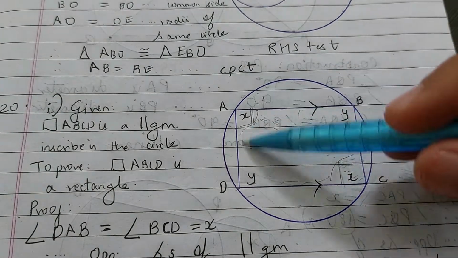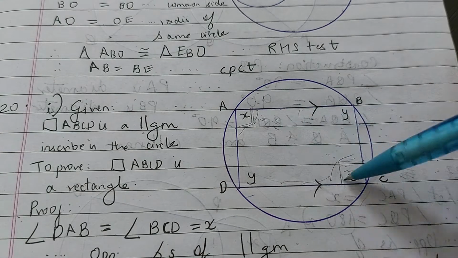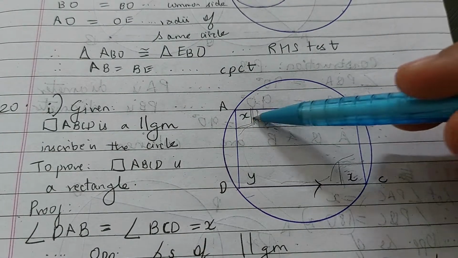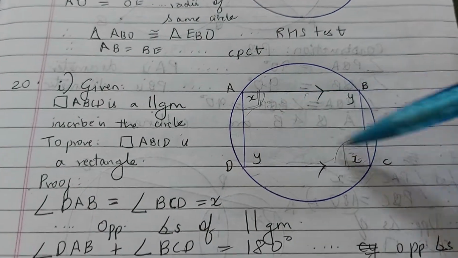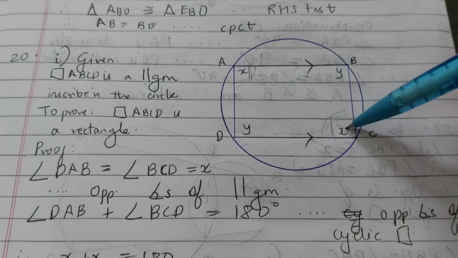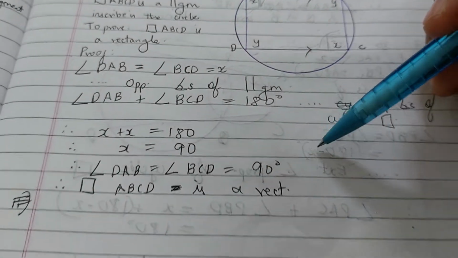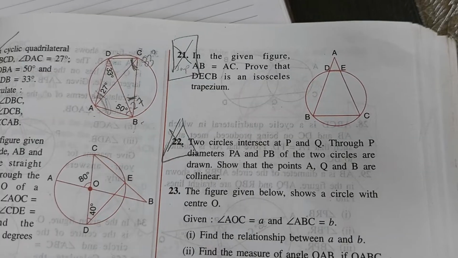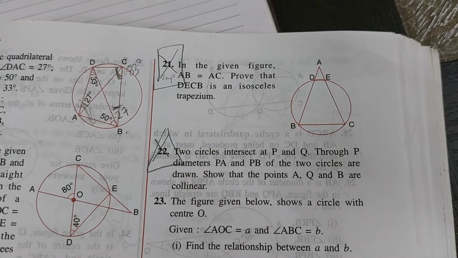But since it's a cyclic quadrilateral, we also know that the opposite angles are supplementary. That is, the addition should be 180. So if x plus x is 180, then x is 90, and hence proved that it is a rectangle. These are the steps. Next, the 21st sum is for homework.